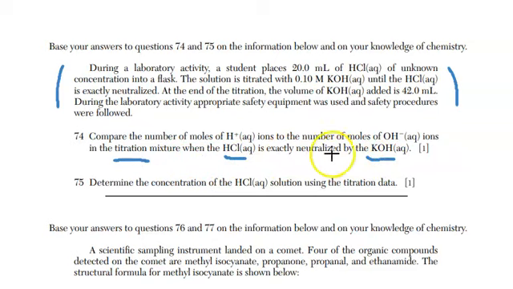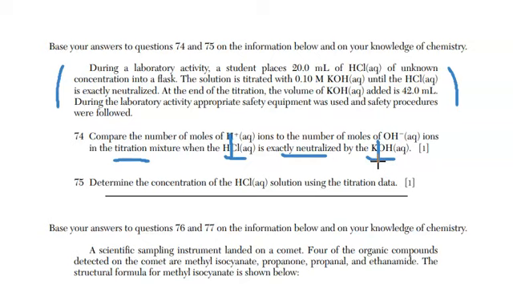Well, if it is exactly neutralized, and notice that for HCl we get one hydrogen for every molecule of HCl, and for KOH we get one OH minus for every KOH, it means the number of moles are exactly equal. That's all we're looking for in question 74.